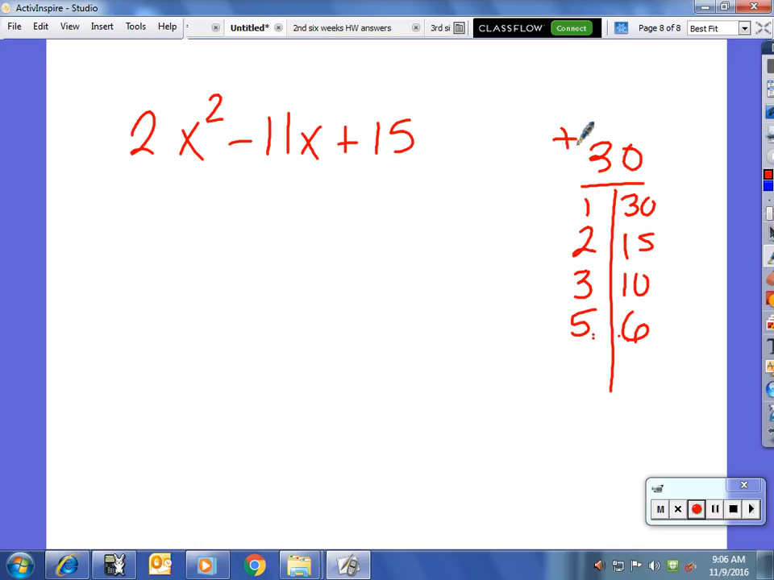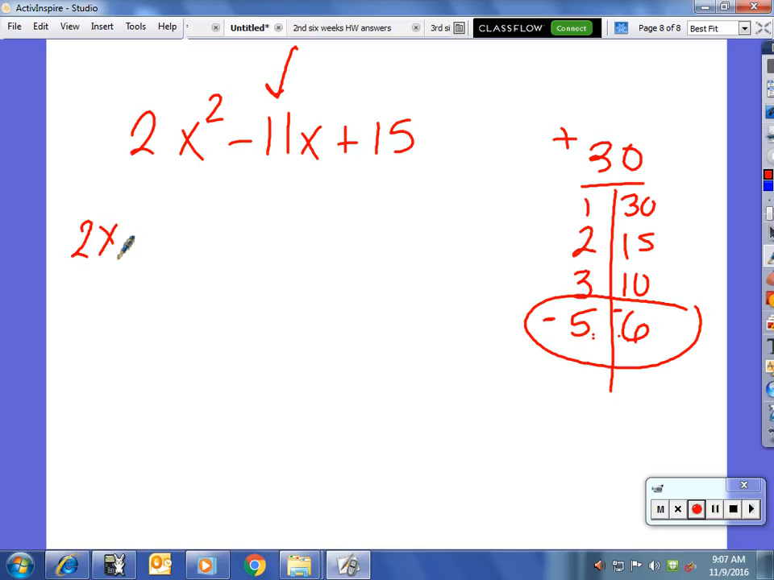This is a positive 30, but look what we're trying to add up to in the middle. We're supposed to add up to negative 11. Which pair here could add up to a negative 11? 5 and 6. Now, the only way they're going to add up to something negative and still multiply to give positive 30 would be if they're both negative. Negative 5 times negative 6 is absolutely positive 30. And negative 5 plus negative 6 is negative 11.